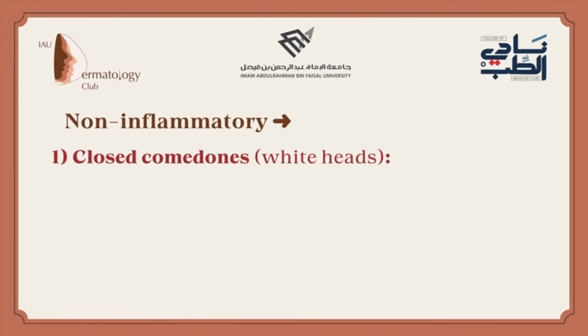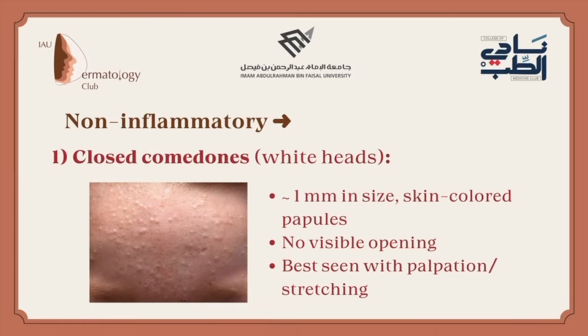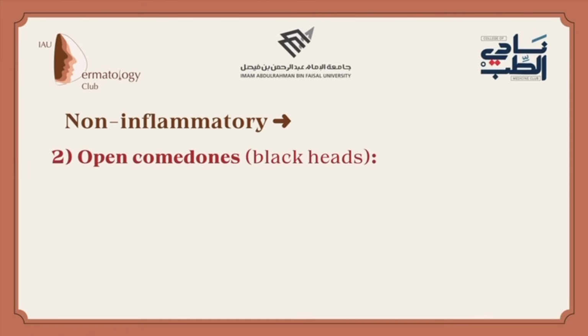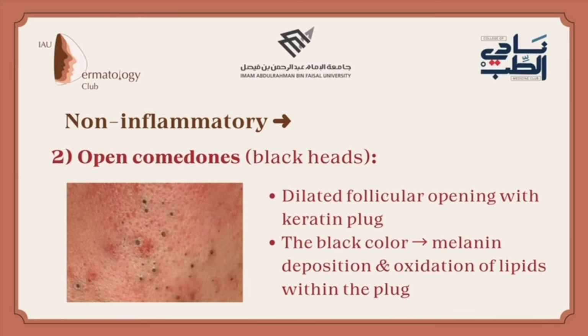Closed comedones, or more commonly known as whiteheads, are tiny skin-colored papules around 1 millimeter in size. These comedones do not have a visible opening and they can be quite subtle, so they're best seen with palpation or stretching of the skin. Open comedones, or blackheads, have a dilated follicular opening that is filled with keratin debris. The dark or black color is due to melanin deposition and oxidation of the lipids within the plug.